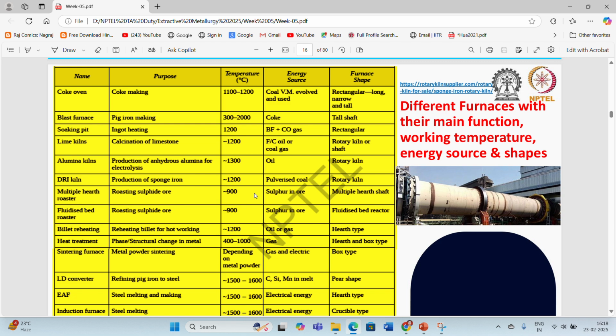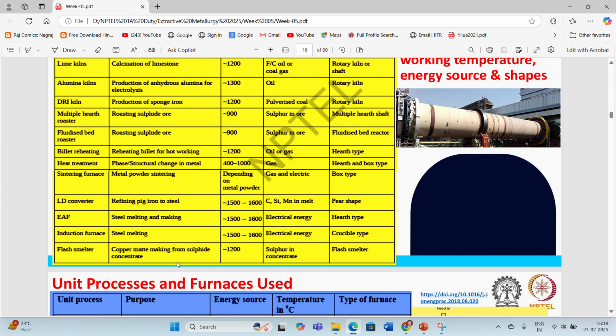Which works at a temperature of around 300 to 2000 degrees Celsius in the different zones. Then there are lime kilns, which are basically used for the calcination of limestone. Then there are coke ovens used for the coke making process with the use of the coking coal material. Then there are LD converters, which are basically used for the refining of pig iron to steel.